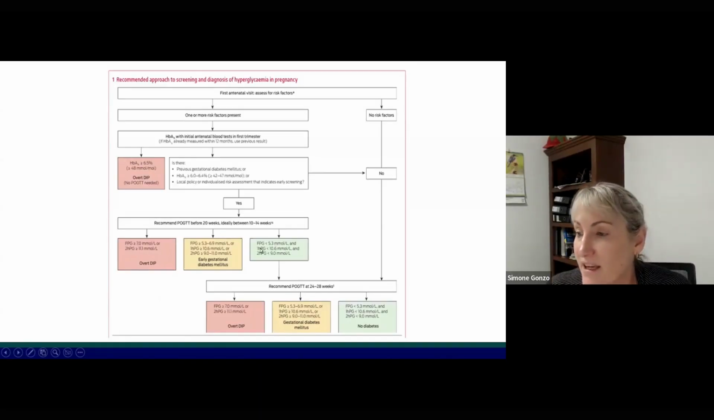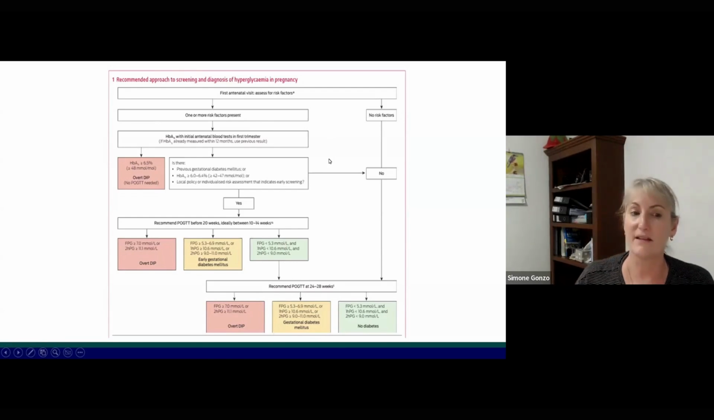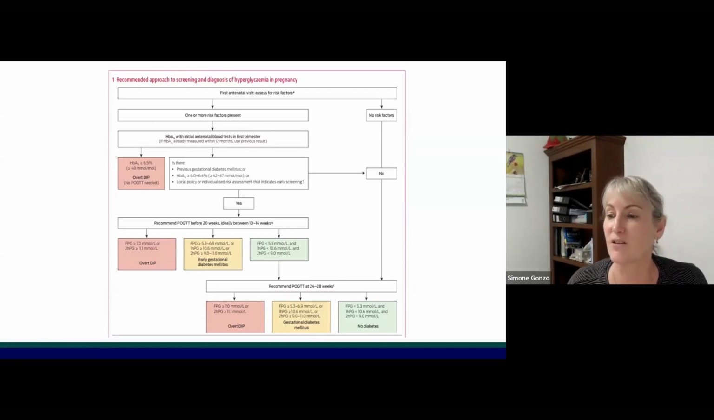Then we stream our other patients into early gestational diabetes and then non-diabetes, repeating our glucose tolerance test at 24 to 28 weeks. We then stream patients further into overt DIP, gestational diabetes or no diabetes. So even though it is a bit of a busy flow chart, it gives us a better idea of where to fit the patients in terms of management and how we should be treating them.